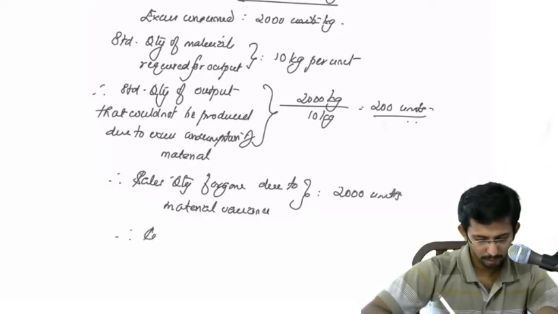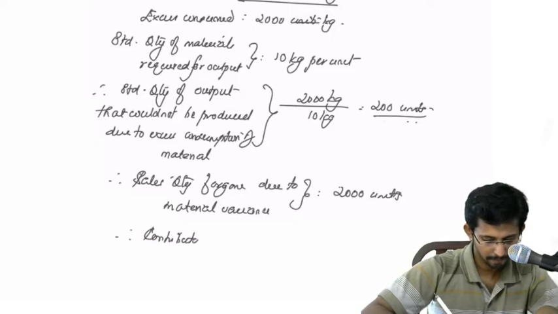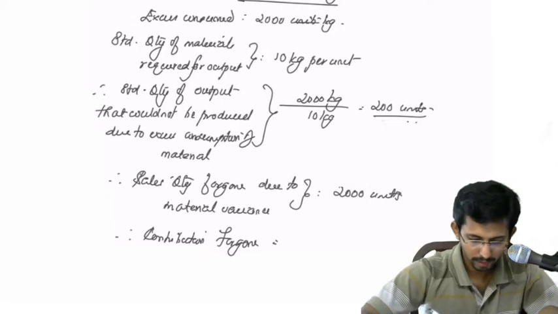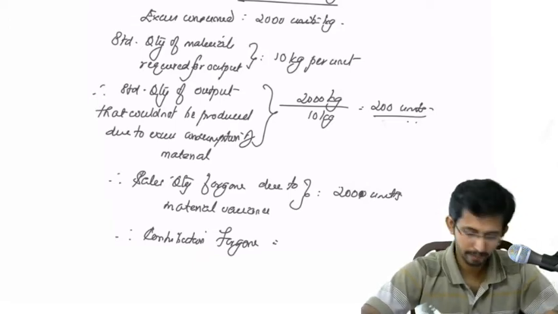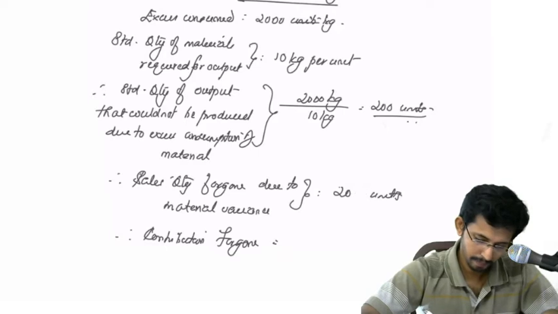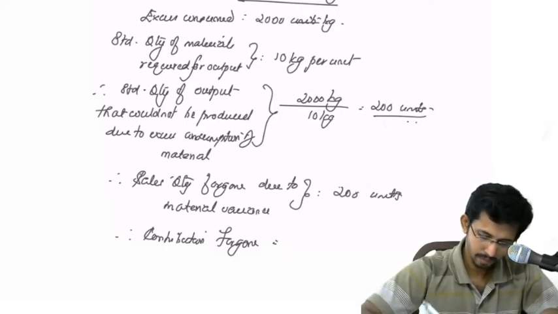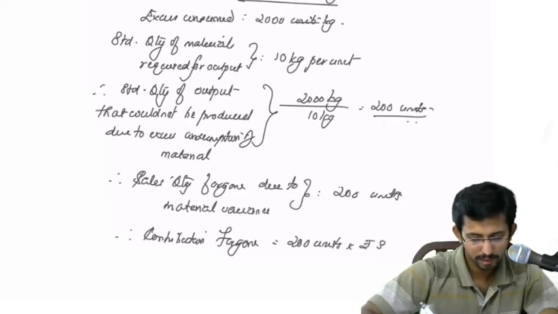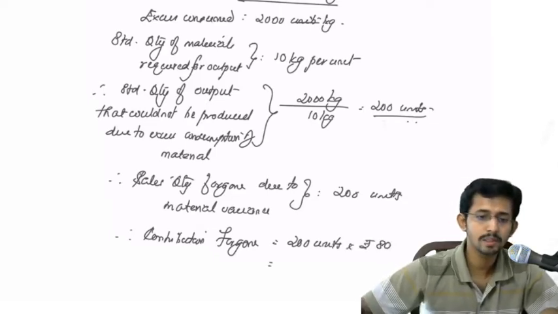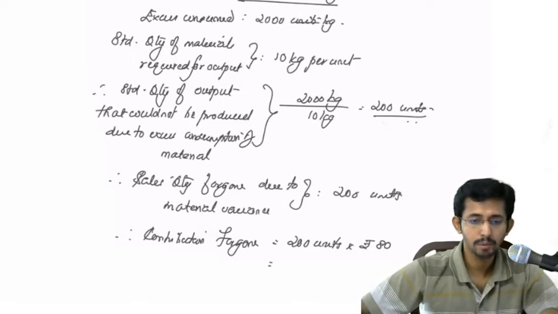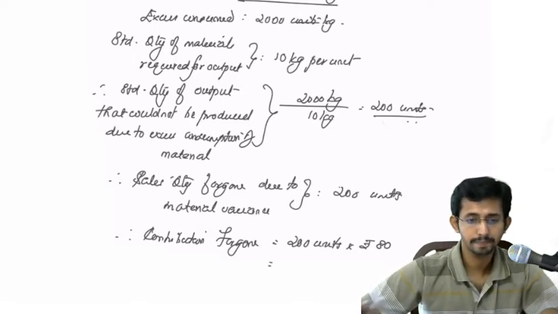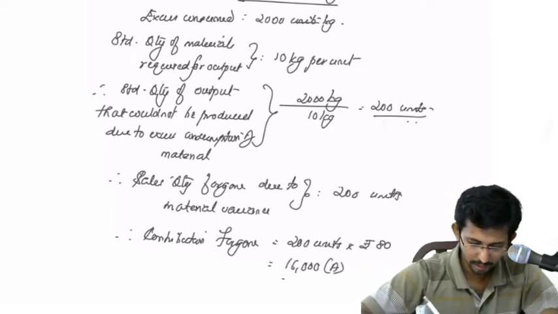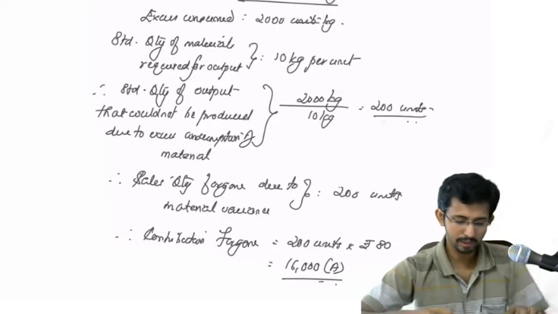Therefore, contribution foregone is equal to, this is 200, not 2200. Okay. So 200 units multiplied by rupees 80, that is equal to how much? 16,000 would be the amount, right? 16,000. And this is which? This is adverse because you have foregone contribution, so this is adverse.